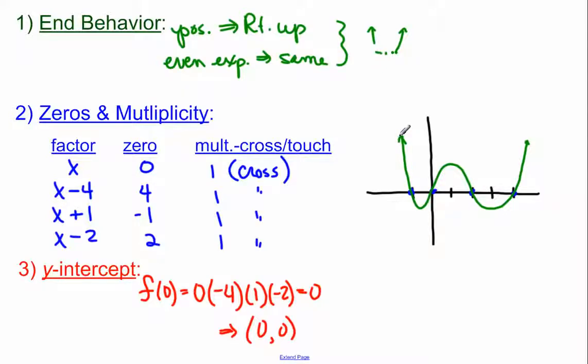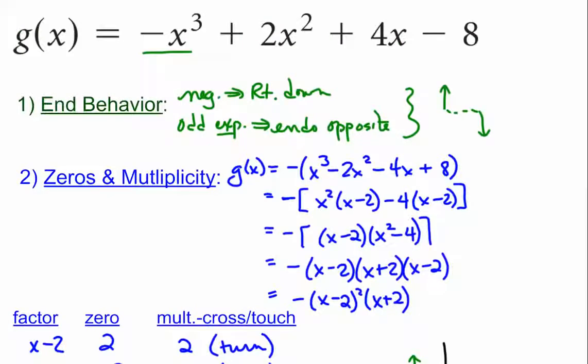Since we know that the left side starts from the up, we come down, cross through the first 0, then through the next, come back, cross through the third, and then finally cross through the fourth 0 and end up going positive. Last example. All right, g of x equals negative x cubed plus stuff.